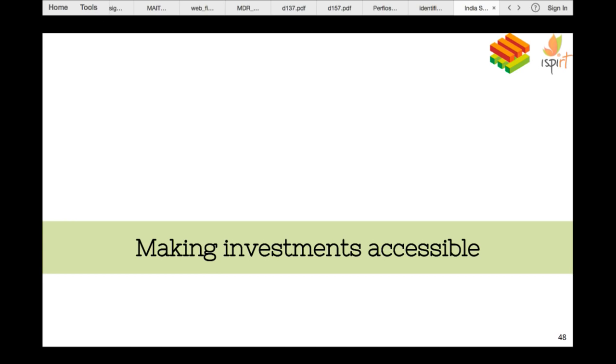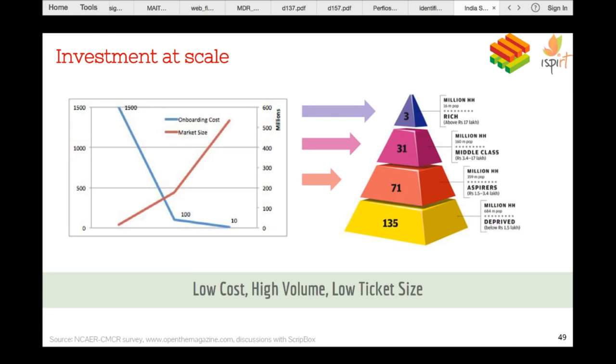Another example comes from the mutual funds and the savings marketplaces, where today the income pyramid in India is such that 3 million households who are the richest, who have an income of over 17 lakh rupees, are the only people who are investing in the stock market. Now, this is not just because they're the only people with money, but because of the cost structures involved.